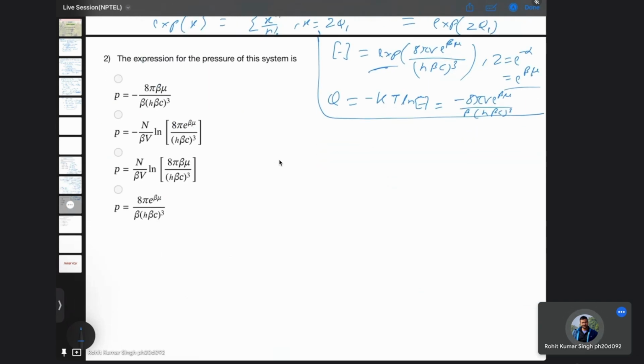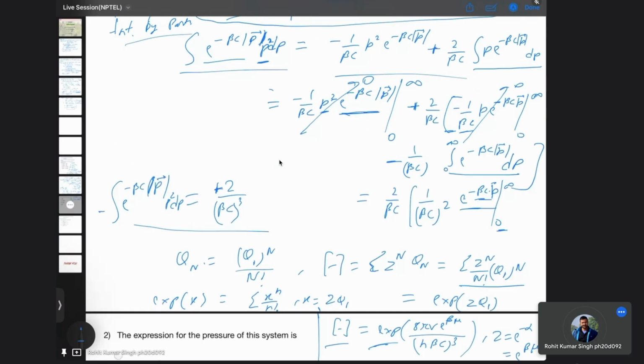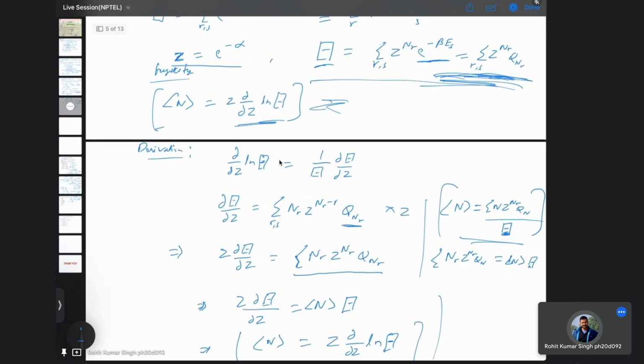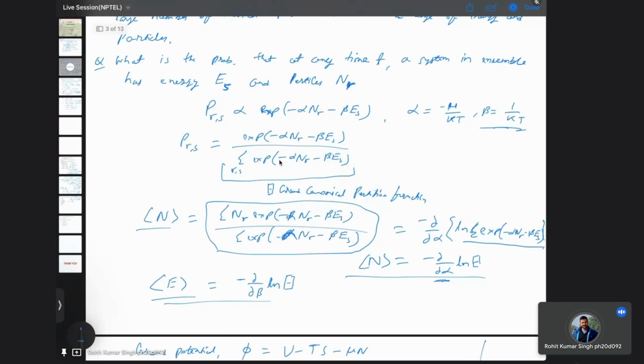Now you have everything, right? Sorry, this is phi. You have the grand partition function and the grand potential. Now you can calculate everything. So pressure, as we saw earlier, is given by just the derivative of this grand potential with respect to volume. So you can calculate entropy, pressure, whatever you want, all the thermodynamic quantities.